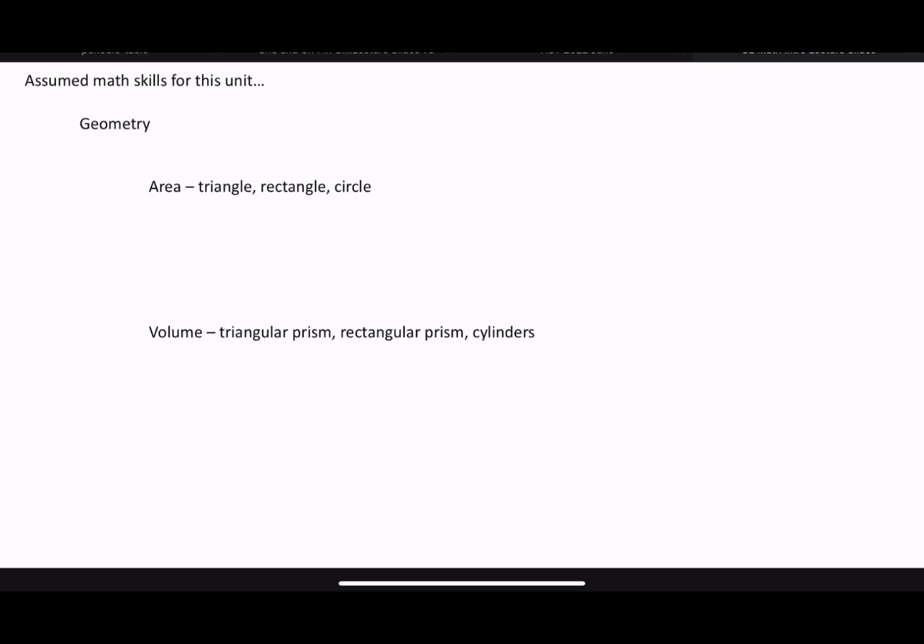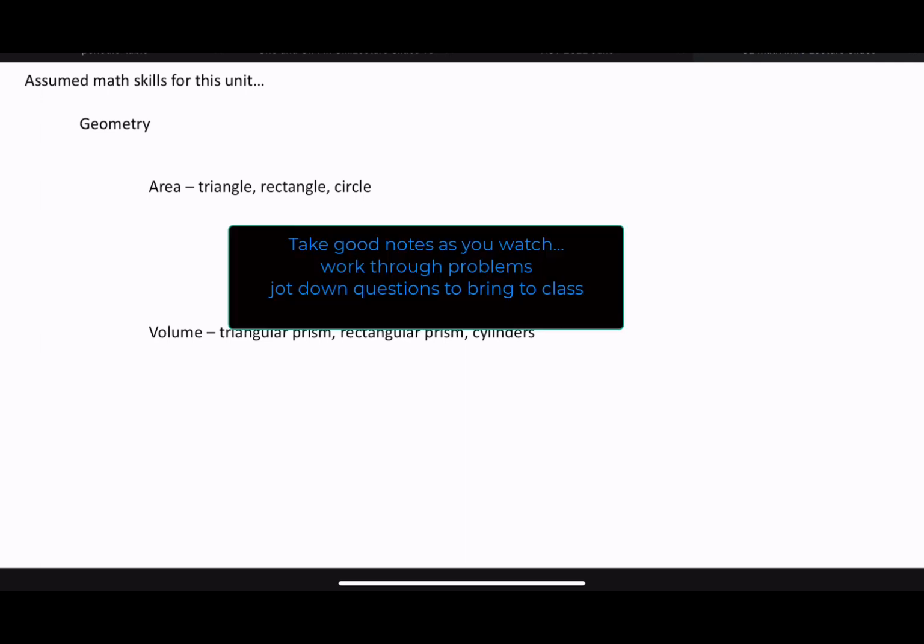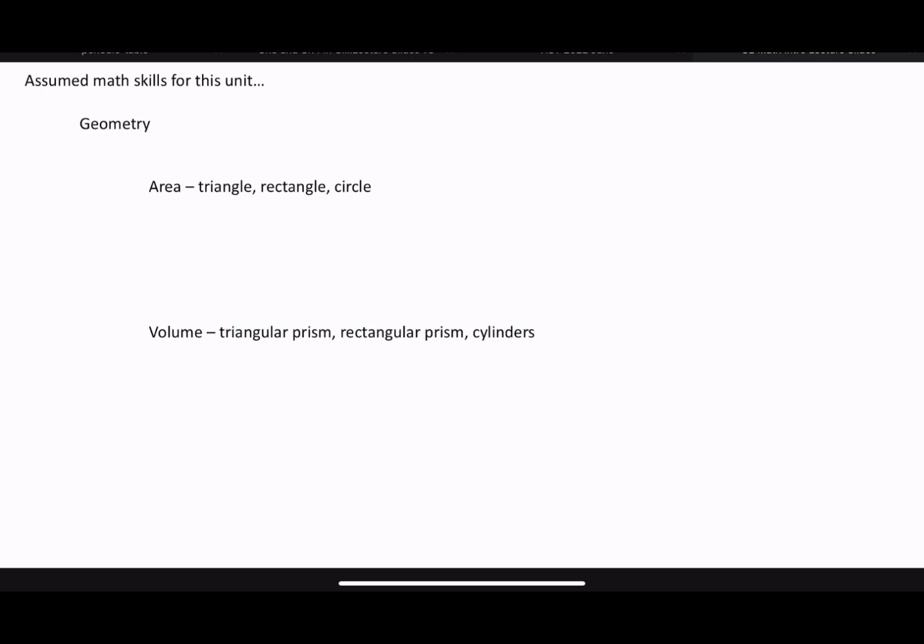So in this first lecture, we're going to review some basic geometry and 8th grade conversion material that I think we should know. So let's get started. Geometry.